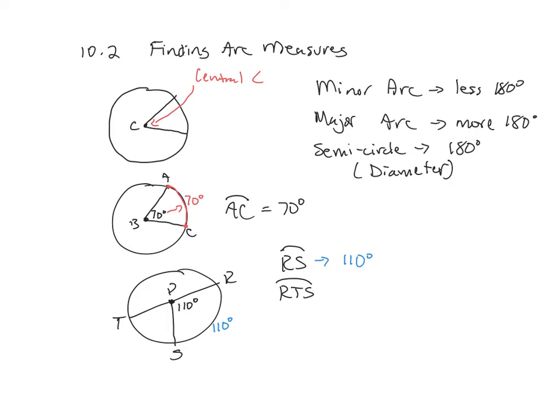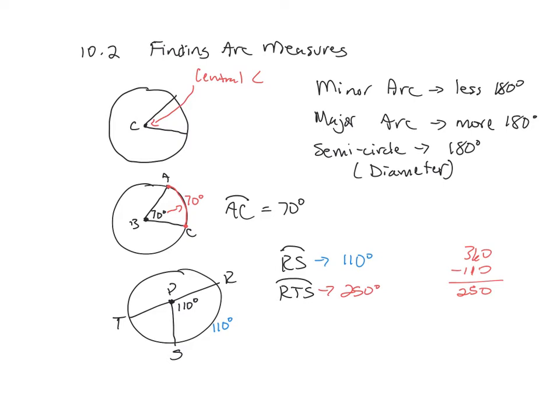So for that, nothing else is marked. Well, that's okay. All the way around is 360. And I don't want the RS on the bottom part. I want to go from R to T to S around the other part. So I would just do 360 minus 110, which is 250.